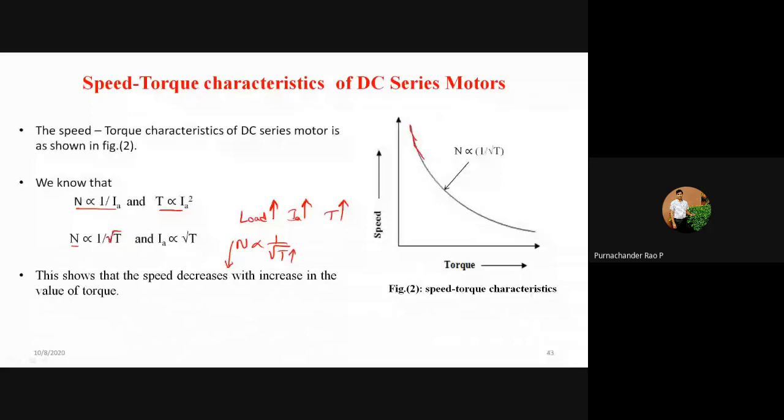And as per this characteristic also, for no load condition or for small values of torque, the speed is very high. Therefore, from this characteristic also we can understand that series motors should not be run with no load conditions.